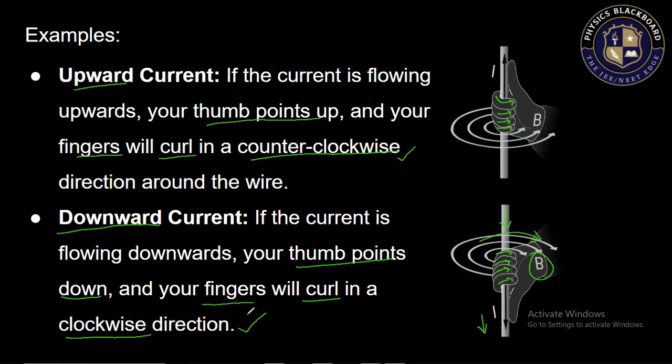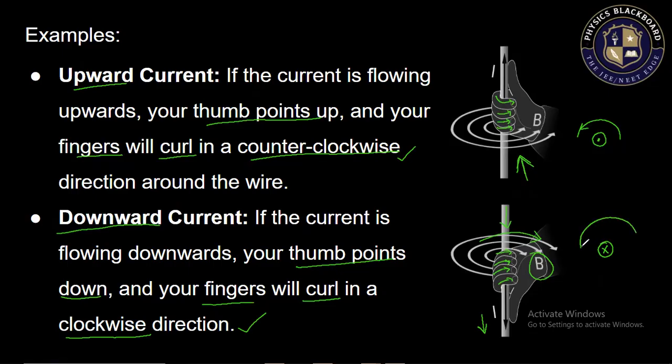So here we can say that if the current is coming out of the page, then the direction of magnetic field will be anti-clockwise. This represents the direction of current, that is, the current is coming out of the page. In this case, the direction of magnetic field around that linear conductor is anti-clockwise. But in the second case, let's say the current is moving into the page.